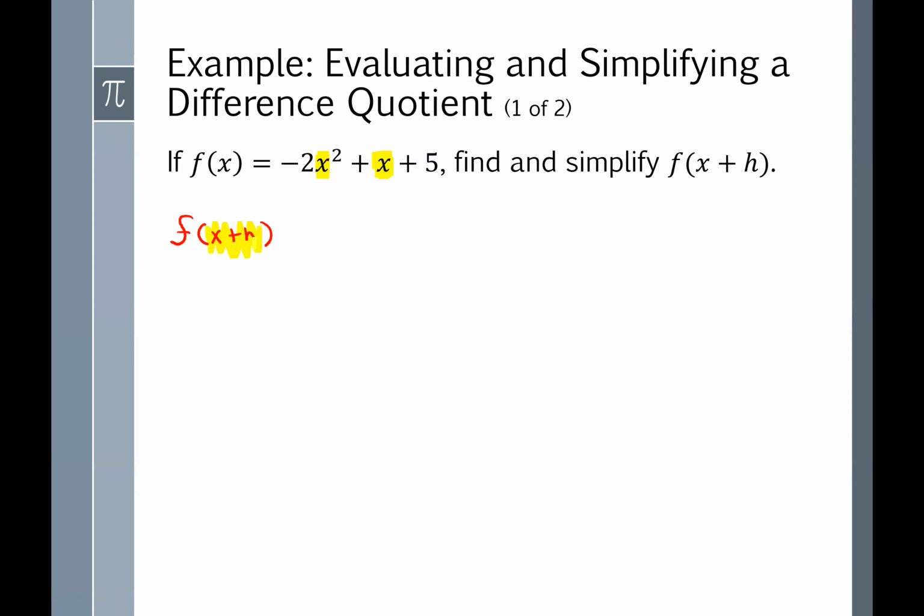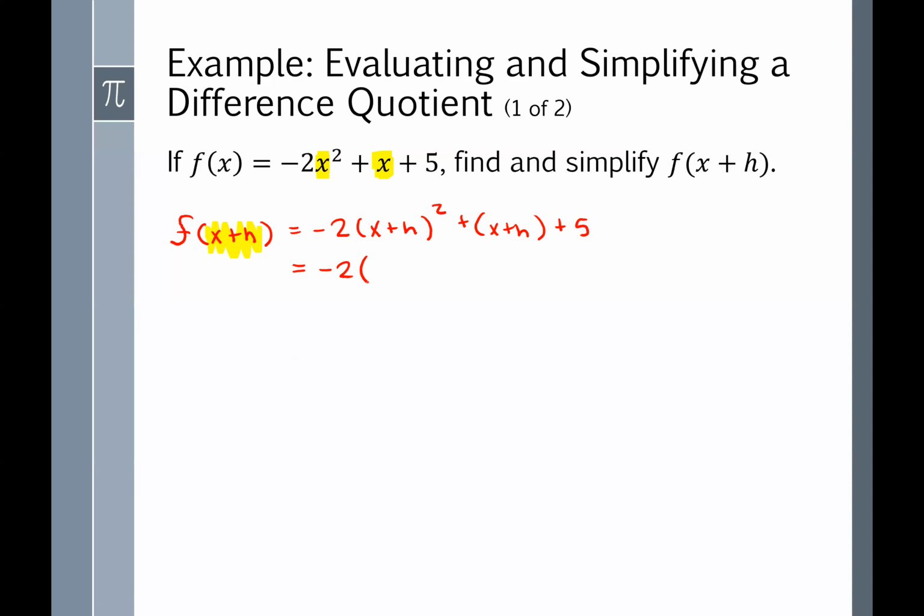So I'm going to have negative 2 times x plus h squared. Where there was an x, I replaced it with x plus h, plus x plus h, plus 5. Right now I'm going to simplify this.